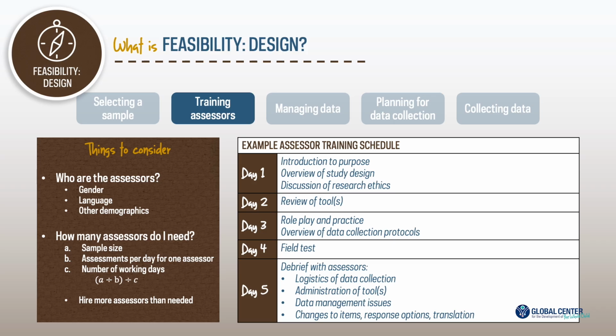The second day, we normally review all of the tools line by line, and on the third day, we focus on role-playing and practicing in pairs, creating fish bowls where assessors practice in pairs while others watch and give feedback. Day 4 is normally a field test where we go out and collect data, and day 5, we debrief with assessors to understand the administration as well as the logistical challenges that came up. The next thing to consider is how you're actually going to manage the data you collect.